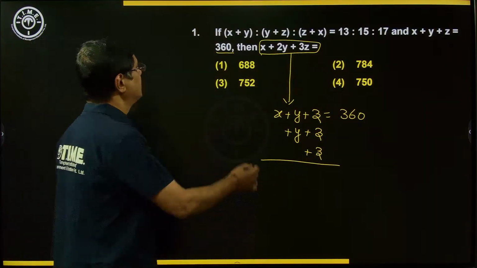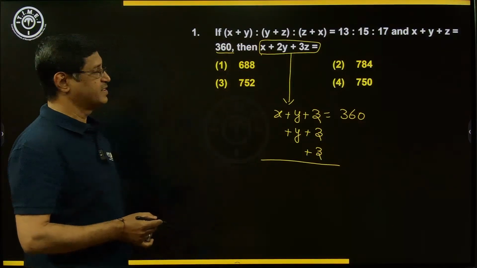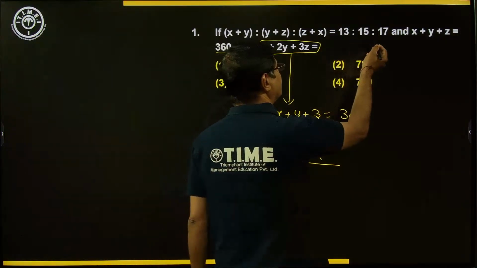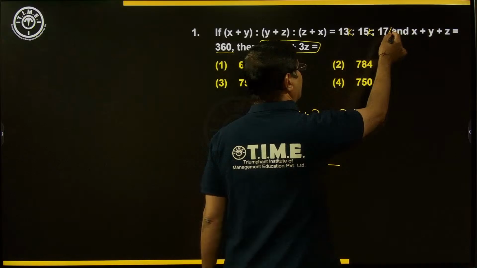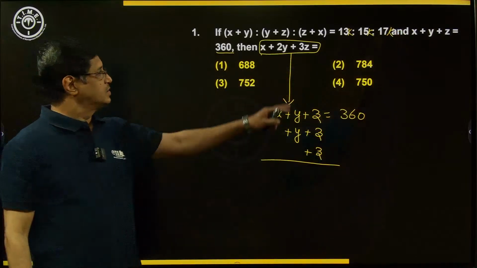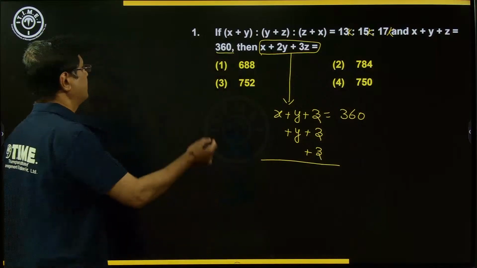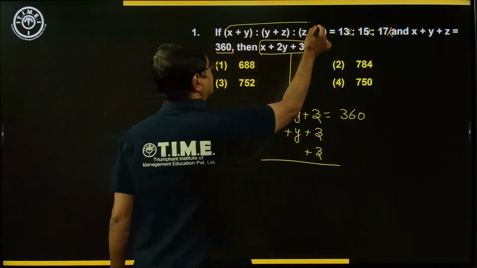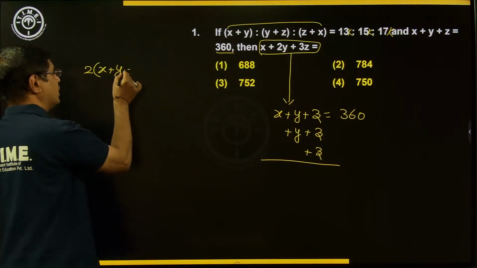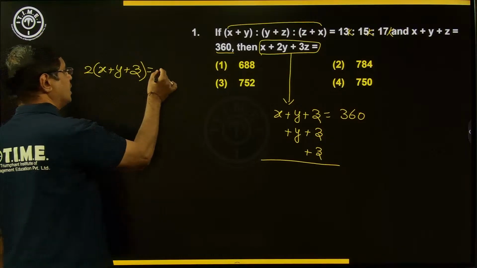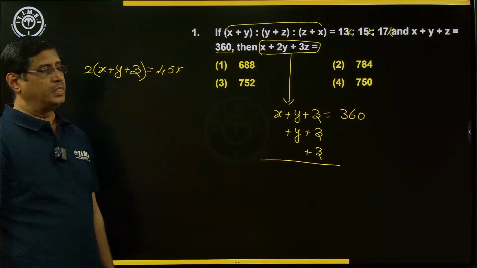Now let's check here. The values of x plus y, y plus z, and z plus x are in the ratio 13 is to 15 is to 17, which means 13k, 15k, and 17k. 13 plus 17 is 30, 30 plus 15 is 45k. By adding all these parts, we get 2 times x, 2 times y, 2 times z. By taking 2 common, we get the value of 45k.